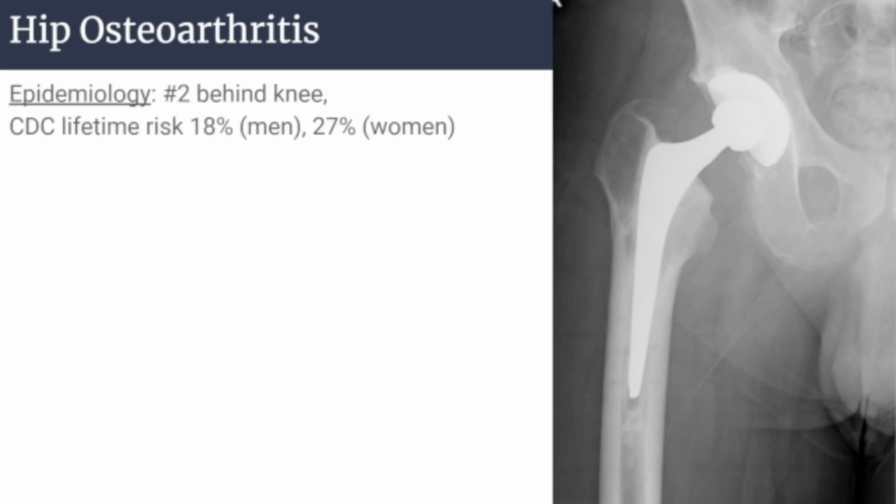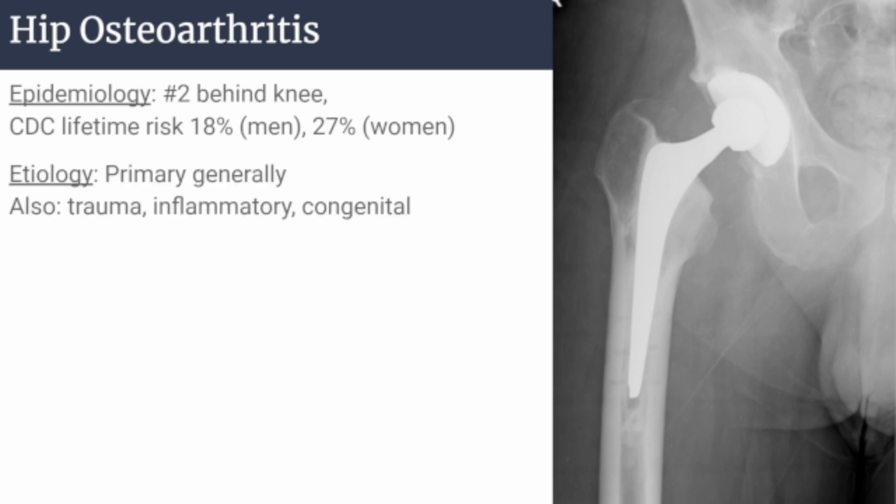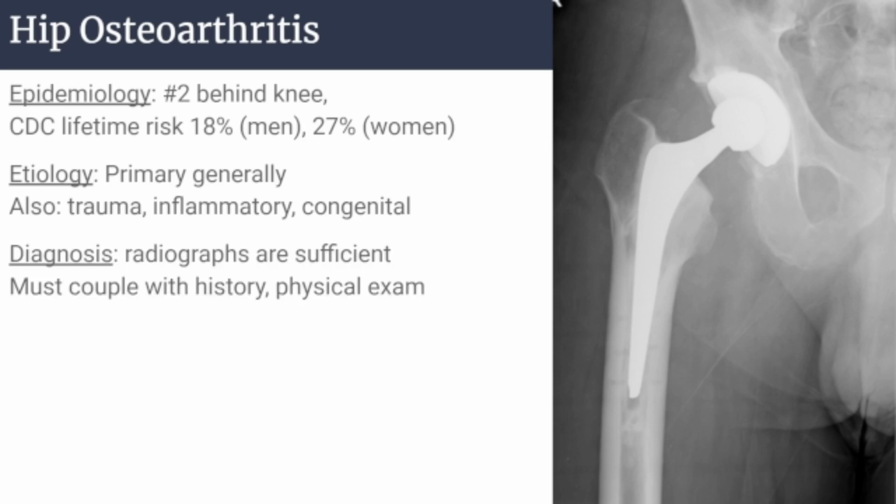So thinking through hip arthritis, knee is number 1, hip is number 2, thumb CMC is number 3. Very common. Generally a primary problem, however, it can of course happen from trauma, hip dislocations, right? Inflammatory conditions, psoriatic arthritis, congenital conditions like developmental dysplasia of the hip. Radiographs are sufficient. However, for somebody with mild arthritis, not always so straightforward, do a very good history and physical exam to tease out what's causing their pain. Arthritis on an x-ray does not mean that that is the cause.